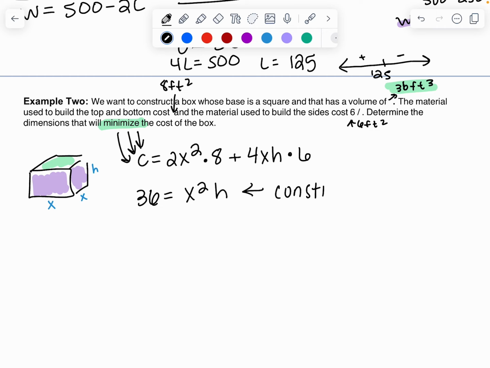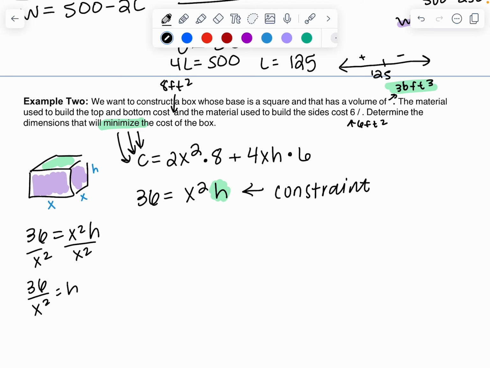Somehow we need to combine these two equations. We have to include our constraint equation here, and I have to get it down to one variable. As I look at this constraint equation, the variable that would be easier to solve for is h because it's not squared. So I'm going to divide by x squared on both sides, and I get that h is 36 over x squared.